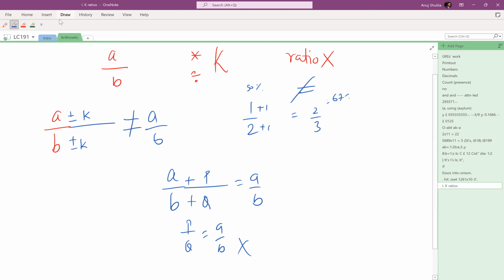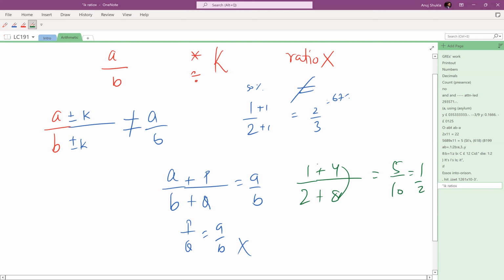Very confusing. How can you remember? Suppose 1/2 is there, and I add 4 and 8, and their ratio is also 1/2. Look, 1/2 and 4/8 are both 1/2. If you add it, it becomes 5/10, which is still 1/2. Then only the ratio will remain. If you're adding the same ratio, then the ratio will remain the same.